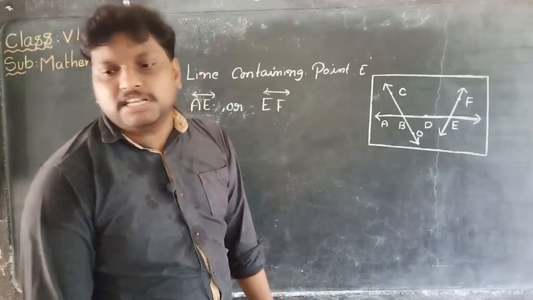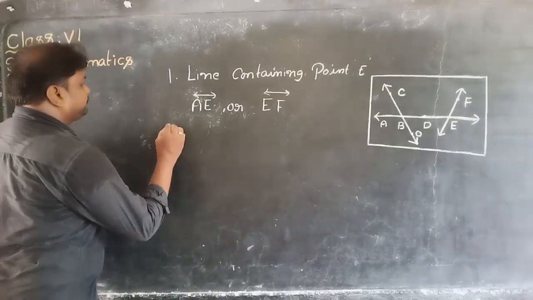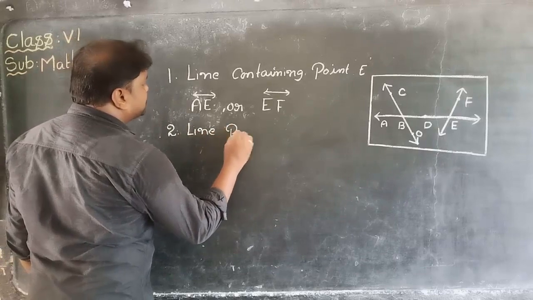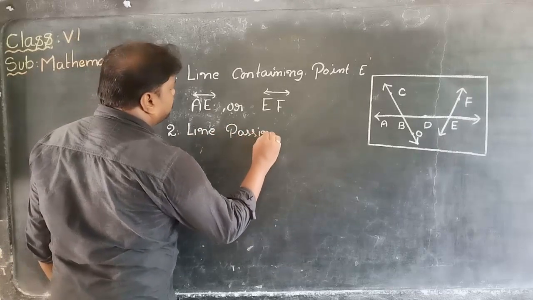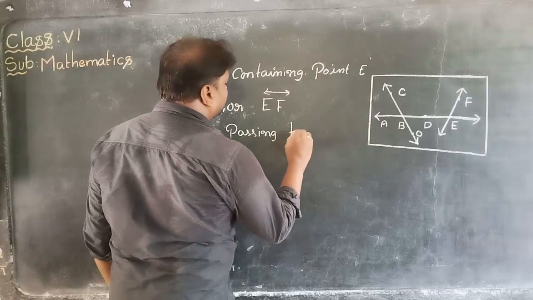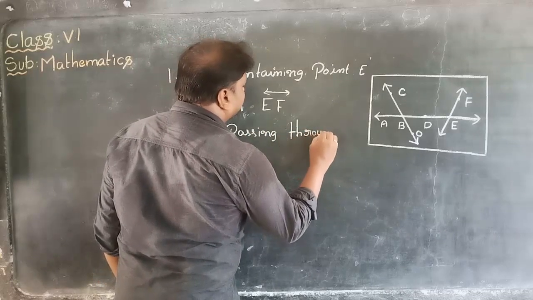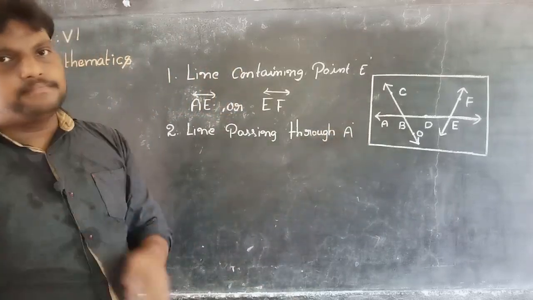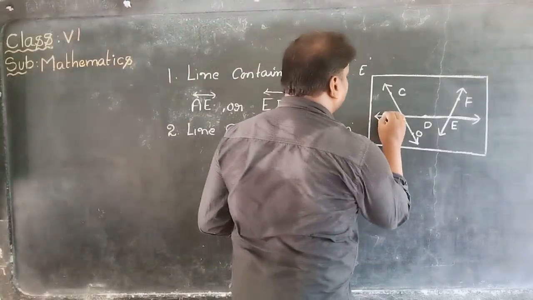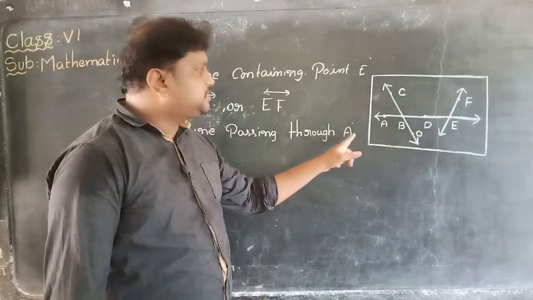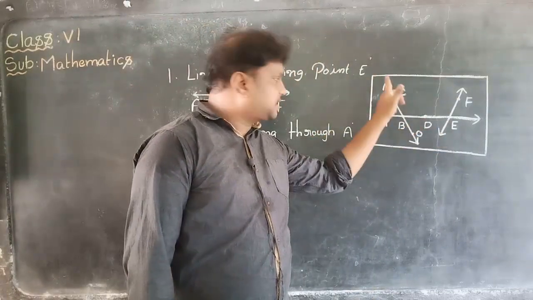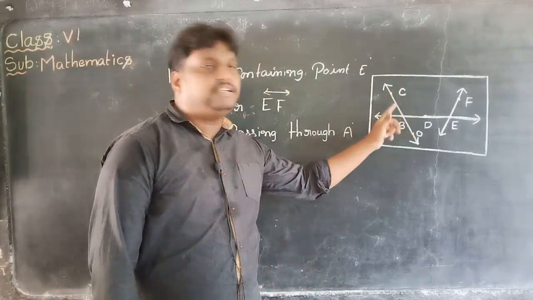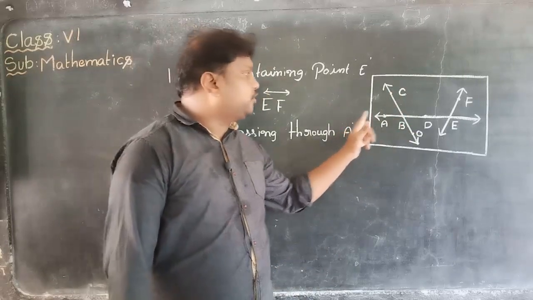Next one, line passing through A. Which line is passing through A? Here is the A. Just observe these two. The cross lines are not possible. Why? Because the cross line doesn't touch A. Just we have the horizontal line.